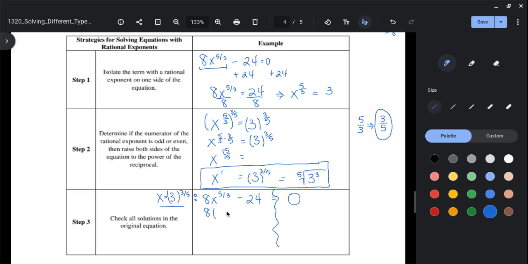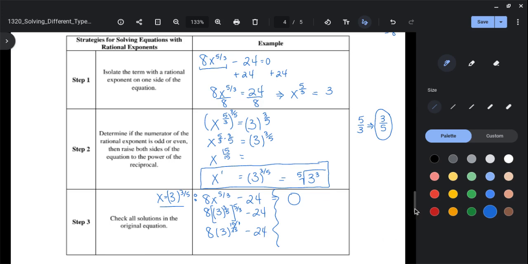So everywhere I see an x, I'm replacing that with this 3 to the 3/5 power. So we get 8 times 3 to the 3/5 power, raised to the 5/3 power, minus 24. Remember exponent rules, I multiply my exponents. You'll notice we have the same thing happen that we had in step 2, where we get 3 to the 3 times 5 is 15, over 5 times 3, which is 15. So this ends up just being 3 to the first power.